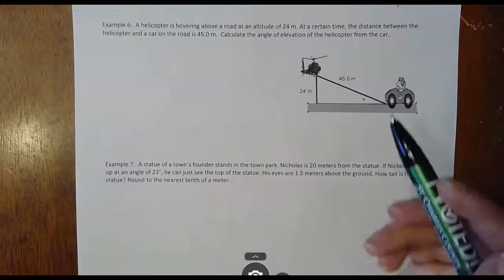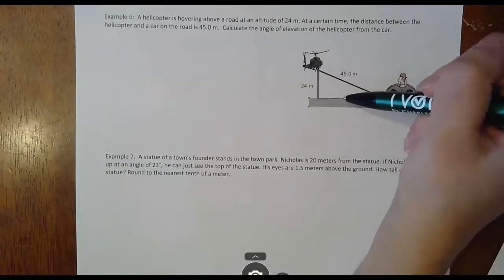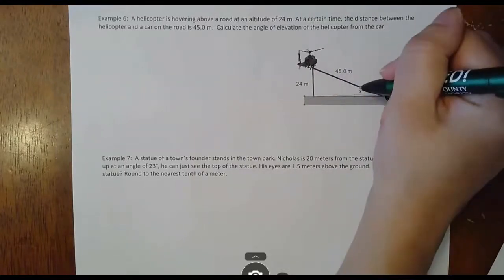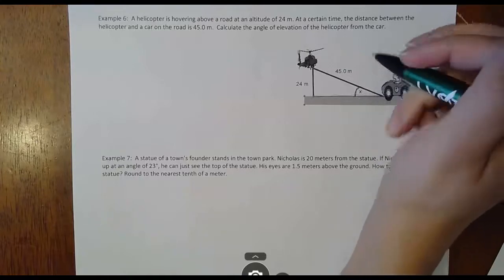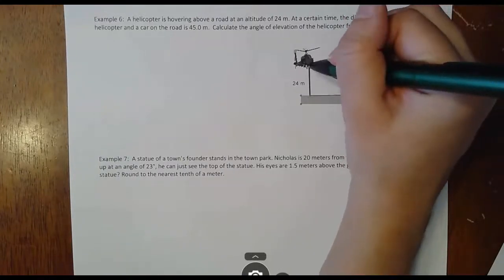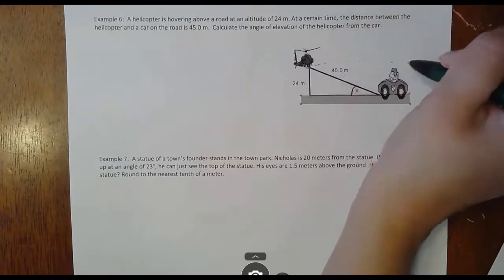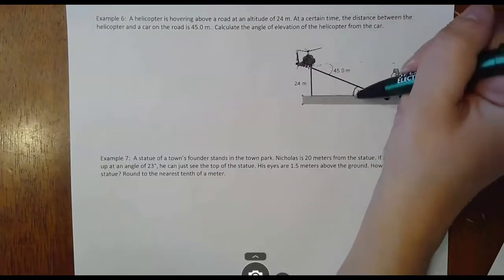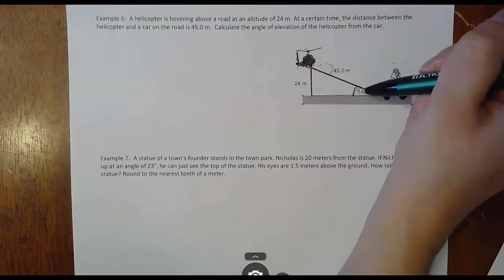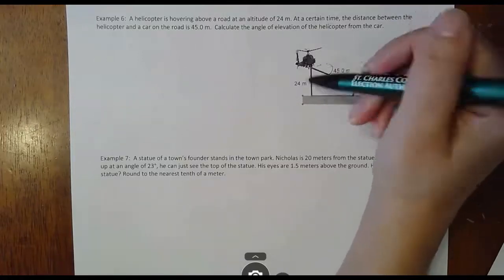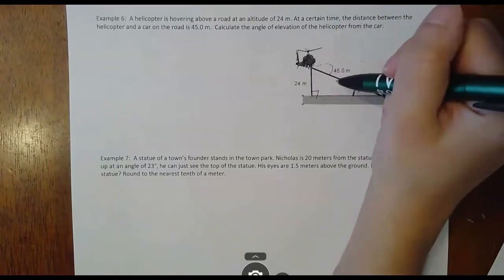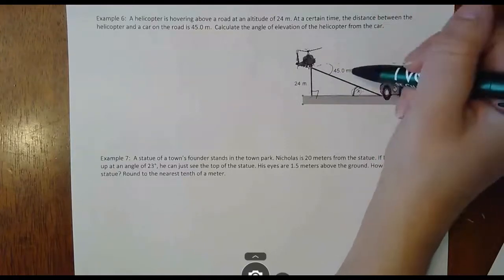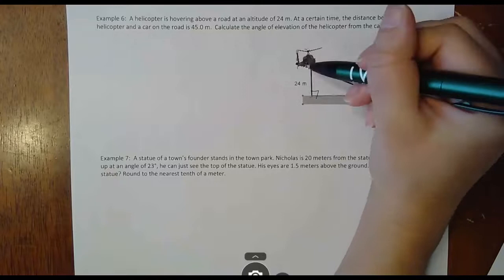All right. Well, angle of elevation is always the angle from the ground or a horizontal line up to an object. So that would be this angle right here. That's angle of elevation. If you ever hear of angle of depression, that's a horizontal line down to an object. Okay? So let's calculate the angle of elevation of the helicopter from the car. So I'm solving for this angle right here. So if I look at my right triangle, the side lengths that I have, the 24 meters is opposite of my angle, and the 45 meters is the hypotenuse of the triangle.